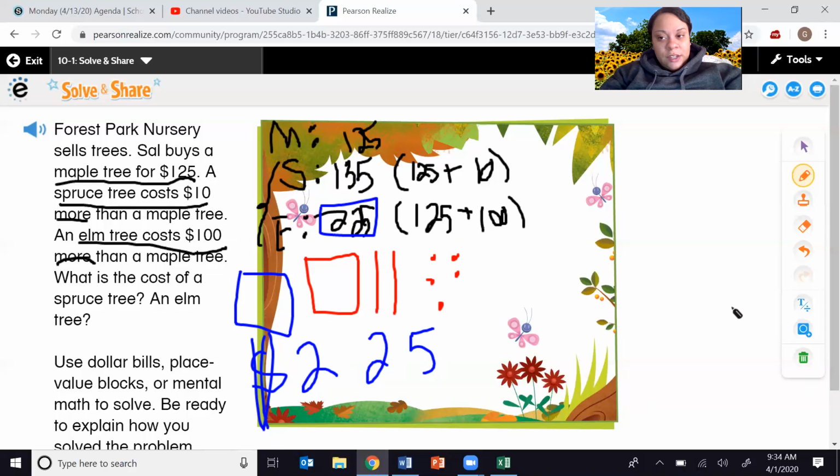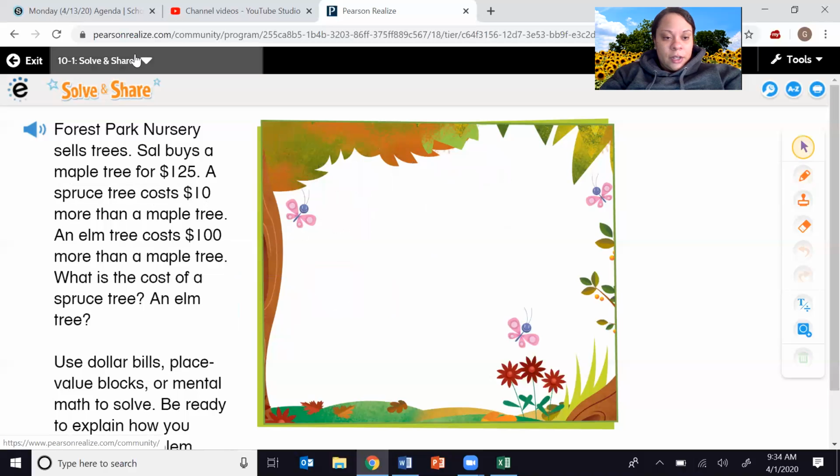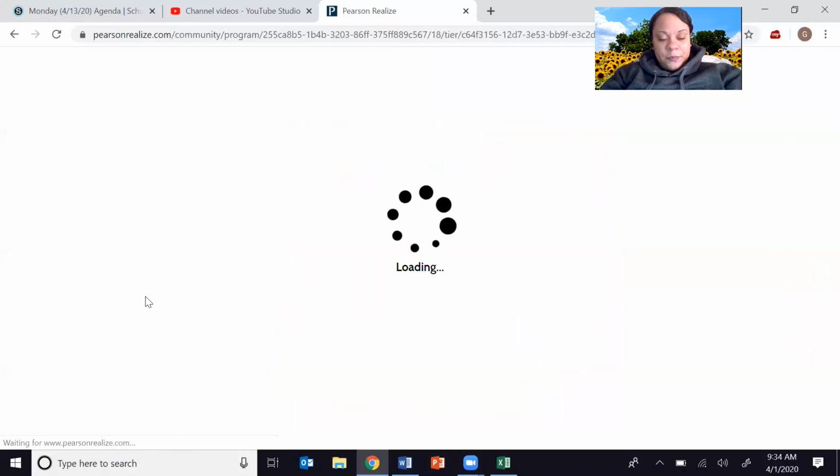Hopefully you should have done your solve and share before we did this. All right. So that's it for our solve and share today. And we're going to go ahead and move on to our visual learning.